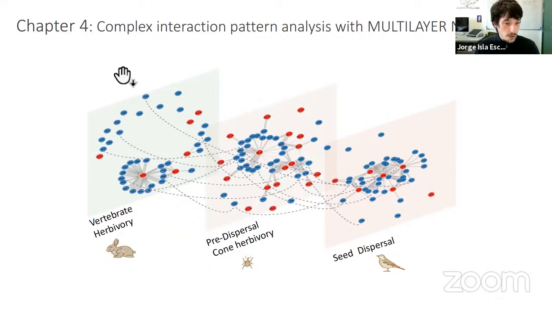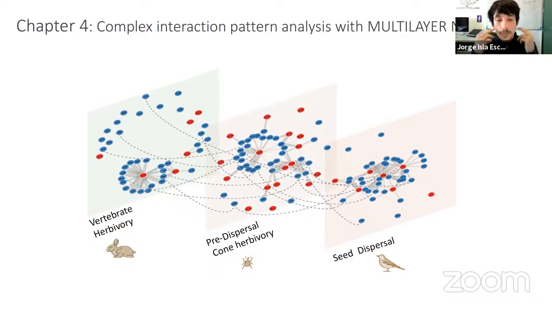For example, here I am showing, for just 35 juniper plants, the interaction with the vertebrate herbivory community, and the same 35 plants that are interacting with the vertebrate community, we see these gray lines that represent the interaction of each plant with the vertebrate animals. The same plants that are interacting here are again linked to themselves by the interlayer links, interacting with the predispersal cone herbivory animals. And the same occurs with the same plants interacting with the seed dispersal community.